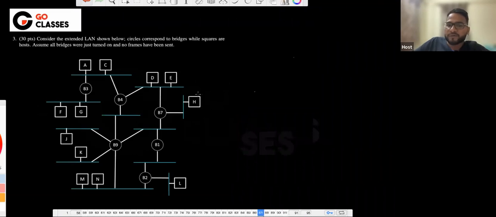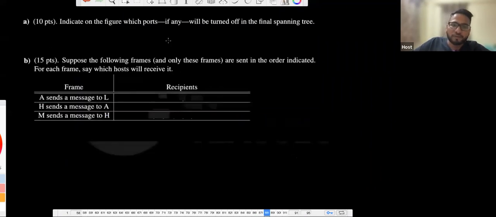Based on the previous session, I think you can just do it: maybe you can say this B1 is the root bridge, and then you can find the root port for every bridge, and then you can find the designated port for every LAN. That's how you can solve this question. The answer is on the next page, but yeah, you can try this.